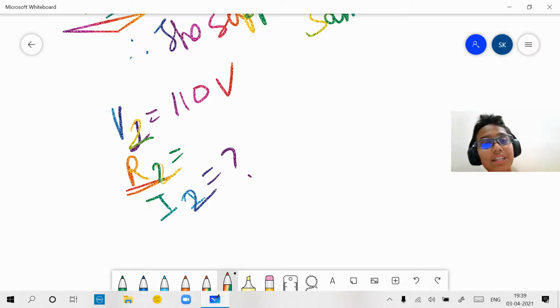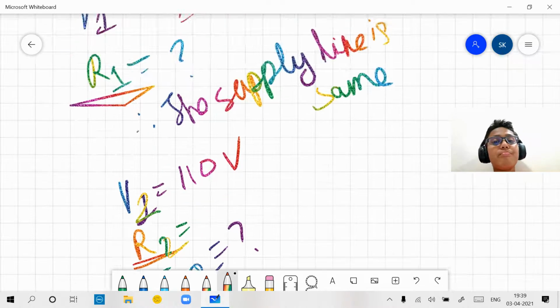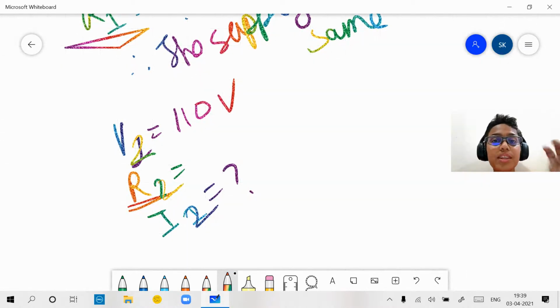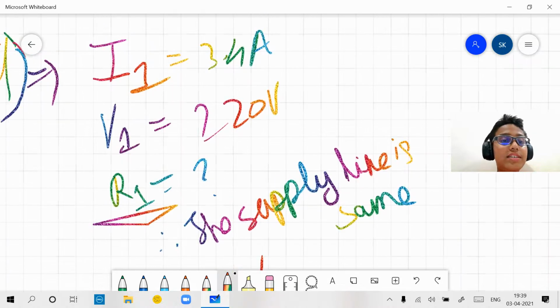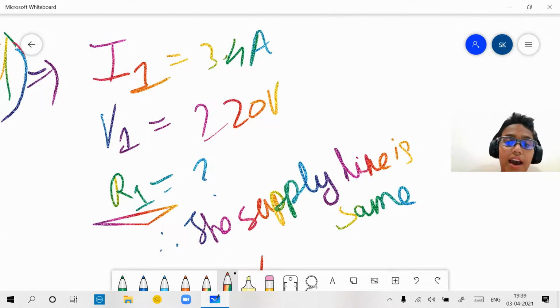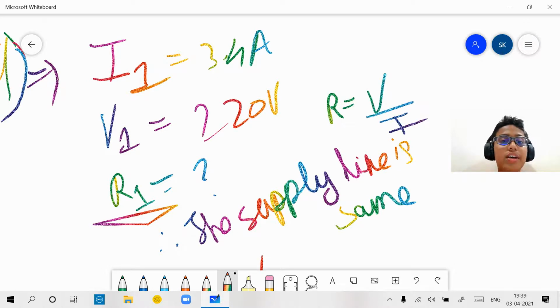And if you have seen my videos very carefully, then you might know that I tell that if the material is same, the resistance will also be same, independent of the voltage. Okay, so first case. In the first case, we know that R equals V by I. So 220 divided by 3.4.